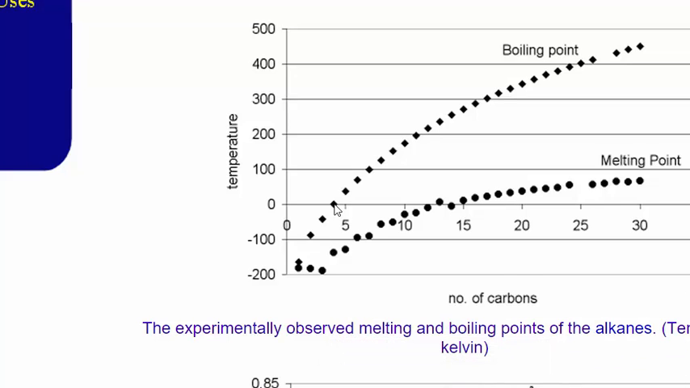Okay, now you can see that the moment I get to 5 carbons, was it pentane? Yes. That looks to me like about 30 degrees, maybe even more. So at room temperature, what is the first alkane to be a liquid at room temperature? Pentane. You get that? Pentane should be a liquid at room temperature.